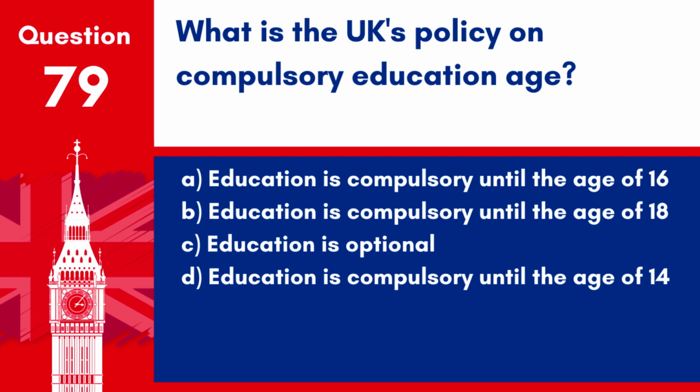Question 79. What is the UK's policy on compulsory education age? A. Education is compulsory until the age of 16. B. Education is compulsory until the age of 18. C. Education is optional. D. Education is compulsory until the age of 14. Answer A. Education is compulsory until the age of 16. In the UK, all children must receive full-time education until they are 16 years old, after which they can choose to continue their education or enter employment.